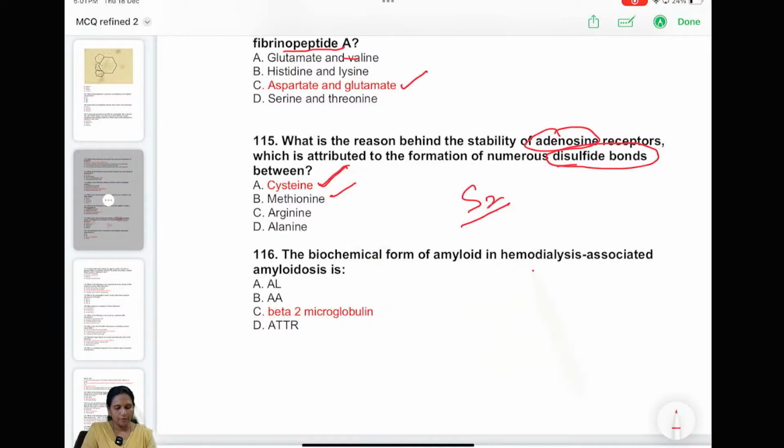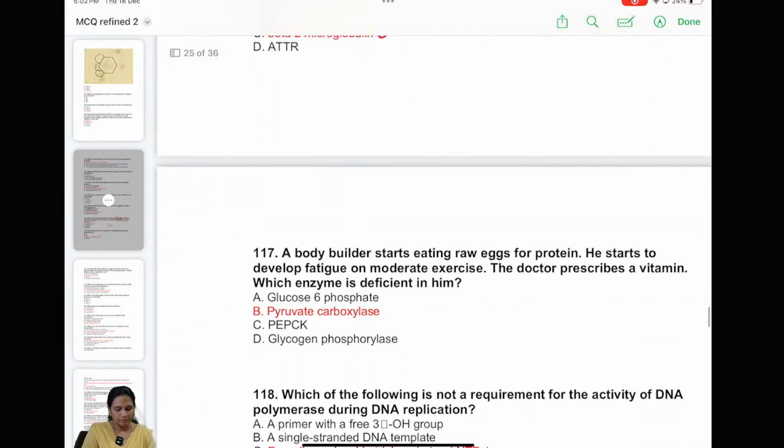The biochemical form of amyloid in hemodialysis-associated amyloidosis is beta 2 microglobulin. Beta 2 microglobulin. I think you have read this in your pathology and medicine.